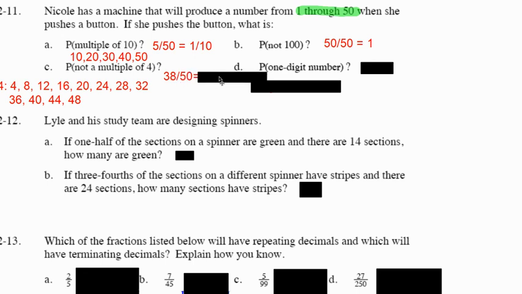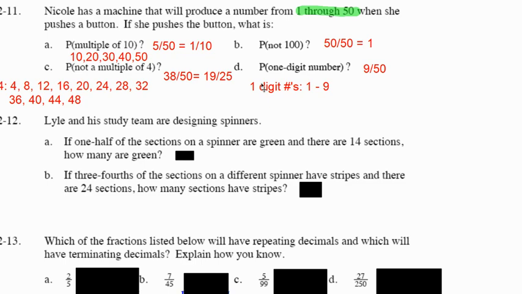of 50 numbers. Again, I want to see that you divide both top and bottom by 2 to get the simplified fraction. Probability of getting one-digit numbers. The one-digit numbers are 1, 2, 3, 4, 5, 6, 7, 8, 9. So that's 9 numbers out of 50, and that cannot be simplified. But again, make sure you're showing how you simplified. If you just put what I have here, that will not be quite adequate.